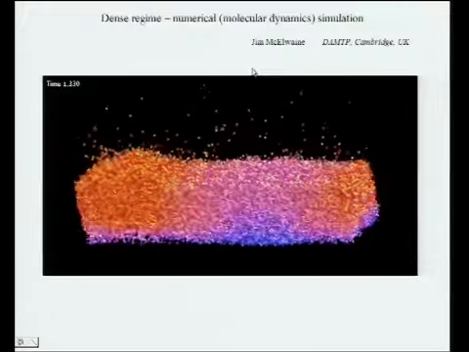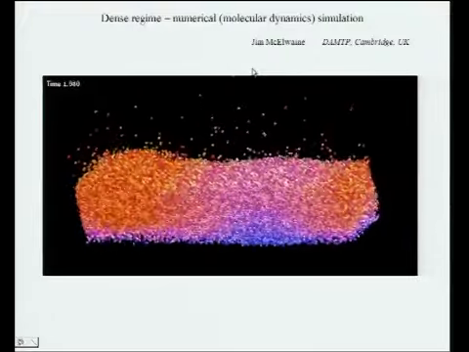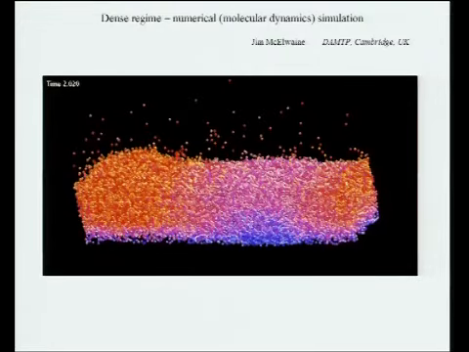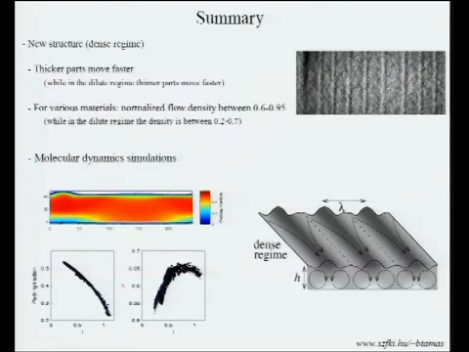Before the conclusions, let me just show you a movie of the molecular dynamics simulations. Here, the color code is just the velocity, the downstream velocity. You see this fast-moving region in between this.